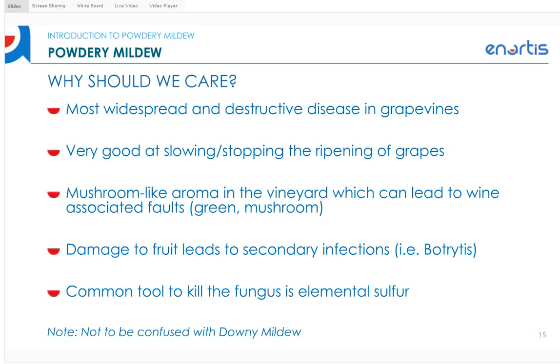It's also important to note that a common tool to kill the fungus, or more a preventative measure, is elemental sulfur, which can have implications with residues as fruit comes into the winery. And I just included this note at the bottom. Powdery mildew is not to be confused with downy mildew, which is actually a big problem on the East Coast and in Europe, where summer rains are more common.